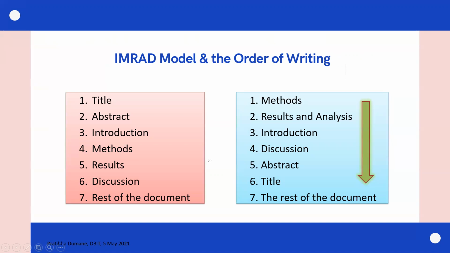But this is not the order of writing. The order of writing is going to be: you first write the methods, then the results and analysis, then the introduction, then the discussion, finally the abstract based on what you have done, and then you finalize a suitable title and then complete the rest of the document, that is the keywords, the conclusion, and the references.